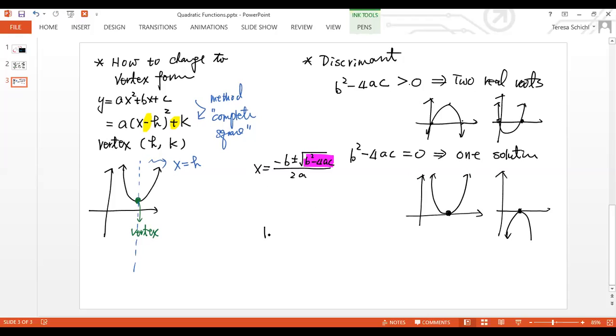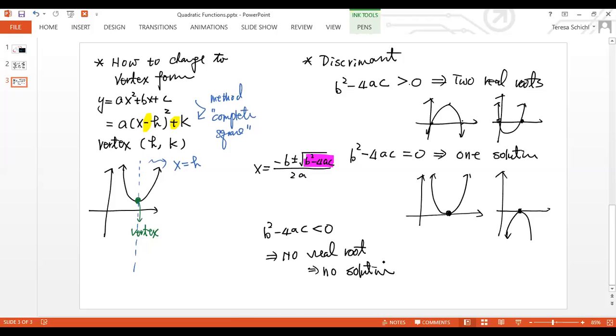Then the other one here is b squared minus 4ac is less than 0. So the square root, you cannot take of something less than 0. So here we say there's no real roots. But there can be imaginary roots. That's the value of i, right? So that's why we say there's no real solutions. So that means no real roots, and the parabola does not touch the x-axis.